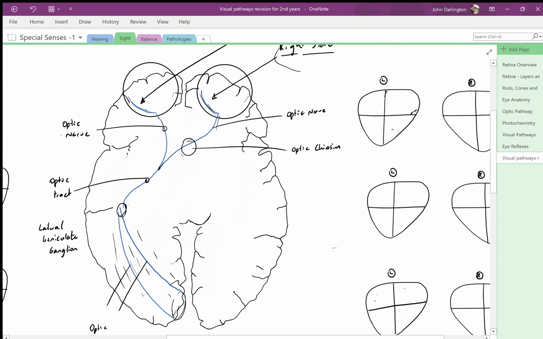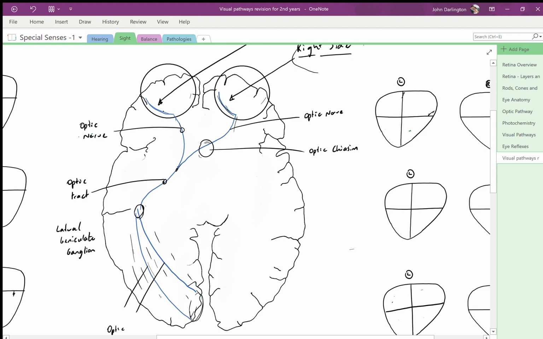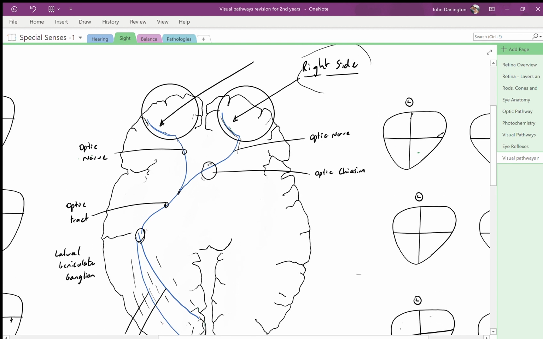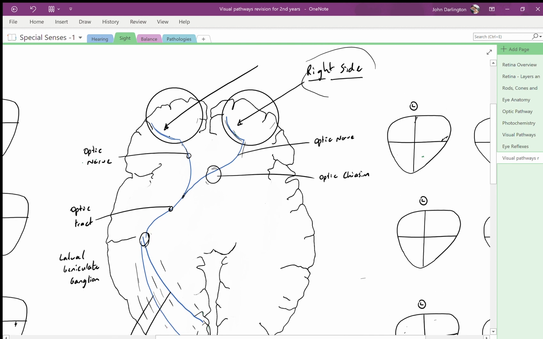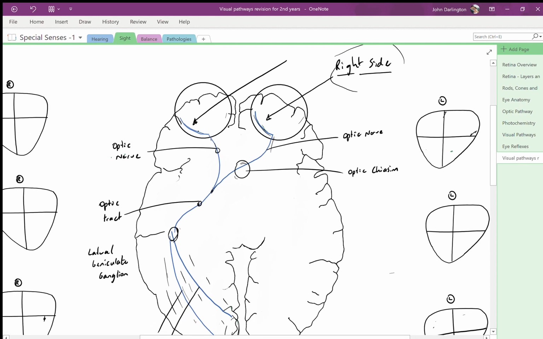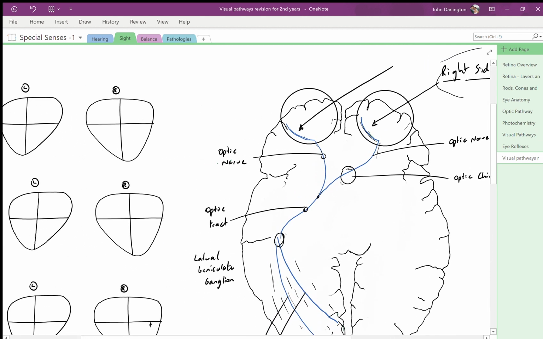Okay, dokes. So the important things to be aware of is if there's disruption to any of these pathways, how will your vision change? And this is something that you get quizzed on. It came up in my second year exam, still comes up in exams. It's important to know.